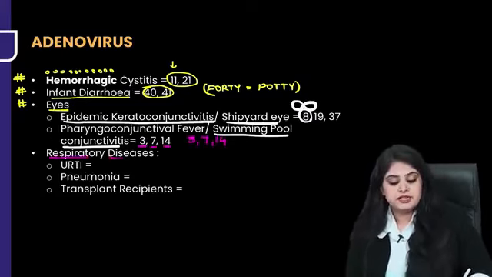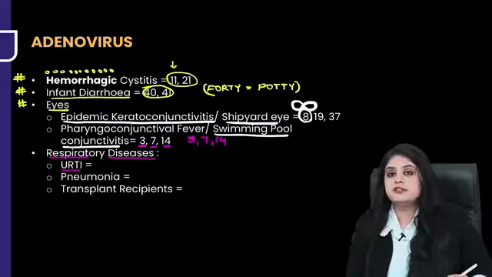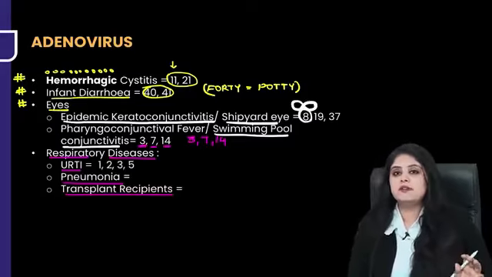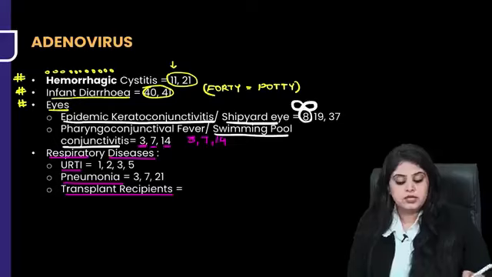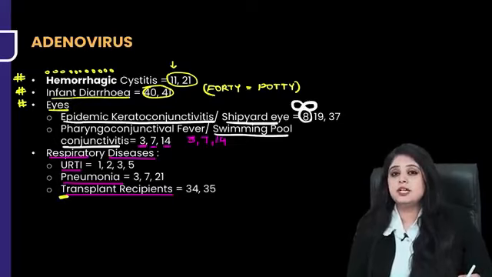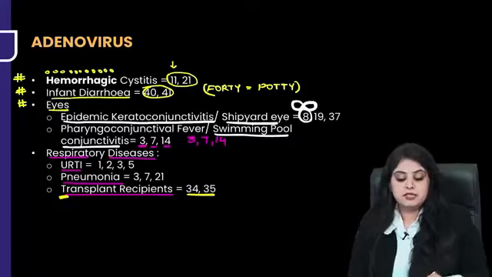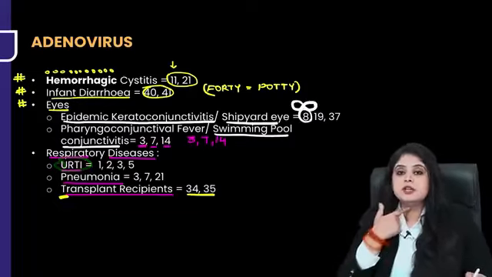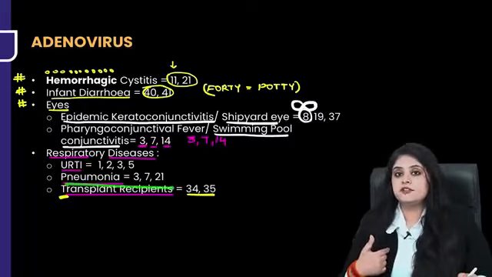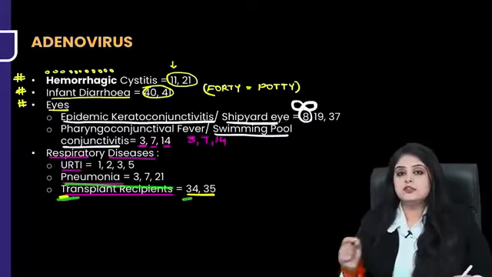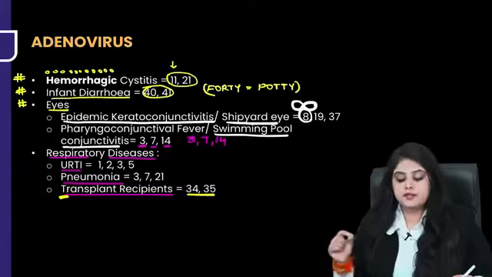Respiratory diseases. Either it can cause upper respiratory diseases, lower respiratory diseases, or respiratory diseases in transplant patients. So for upper, the small numbers 1, 2, 3. For lower, you have slightly bigger numbers 3, 7, 21, and for transplant, TT, 30, 30, meaning 34, 35 are the numbers. Repeating, for upper respiratory tract 1, 2, 3. For lower respiratory tract it is 3, 7, 21. And for transplant, 30, 30, 34, 35 are the numbers.